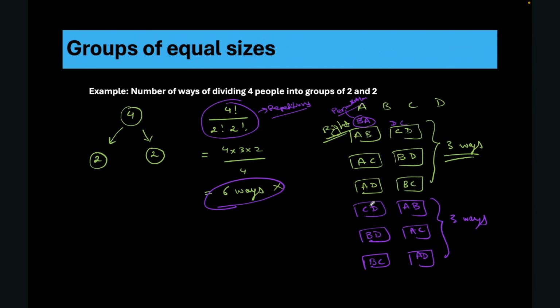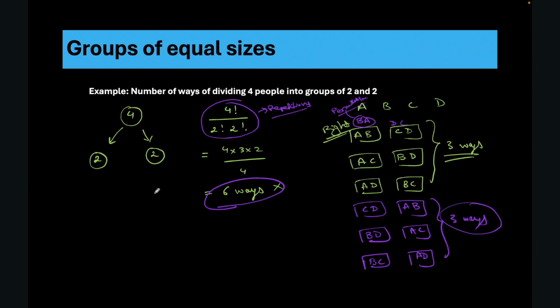If person A shakes hands with person B, that is by default the same as person B shaking hands with person A. There's no difference. So there's this extra repetition. I was supposed to have 3 ways, but I'm having 6 ways. So essentially, I'm doubling my number of ways, which is essentially saying it's 2 factorial times more.